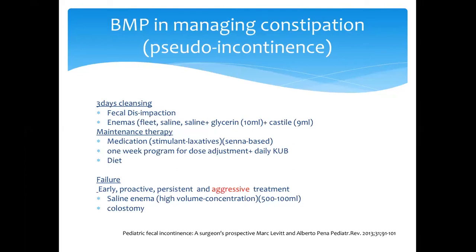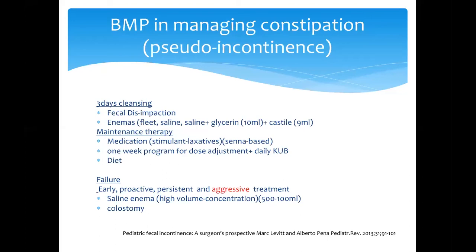We do the regimen of 3 days of cleansing with 3 enemas per day. The first enema is a saline enema in the morning, then a saline enema plus phosphate Fleet enema in the middle of the day, and a saline enema with glycerine at the end of the day. Sometimes we have the Castile and other additives in addition to the glycerine, but I couldn't find it here, so I don't use it. I use just the glycerine. Once you cleanse them, after 3 days, you start the maintenance therapy.